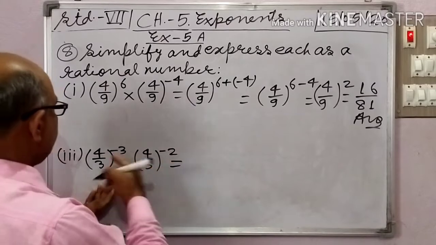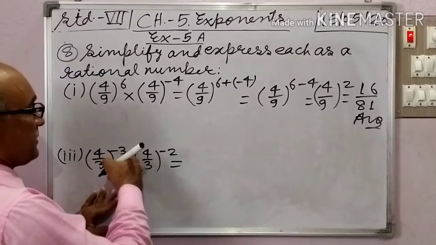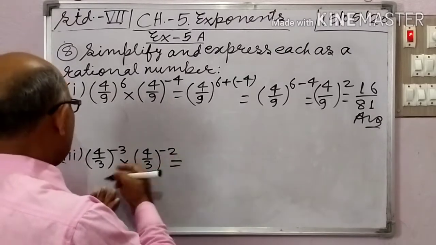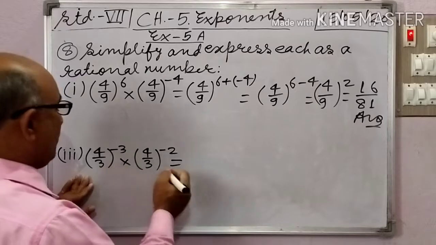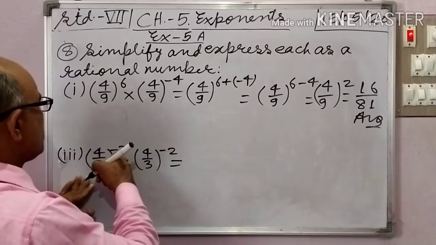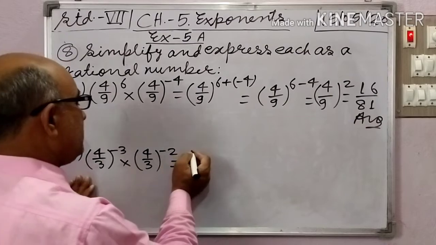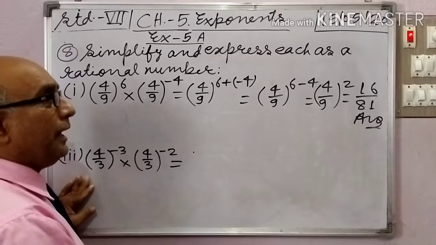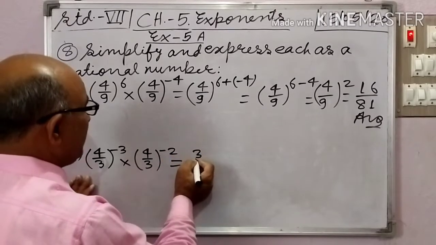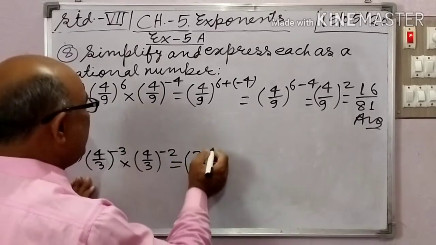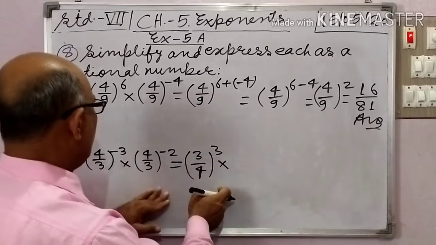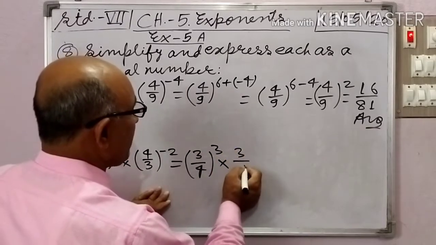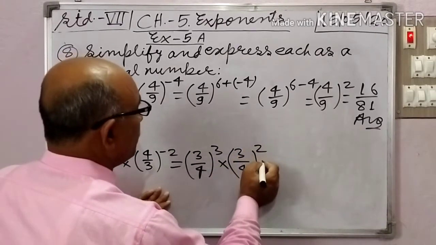Question number 3 is 4 by 3 to the power minus 3 into 4 by 3 to the power minus 2. First of all, write its reciprocal. 4 by 3 to the power minus 3. A by b to the power minus m equal to b by a to the power m. So 3 by 4 to the power 3 into 4 by 3 to the power minus 2 means 3 by 4 to the power 2.